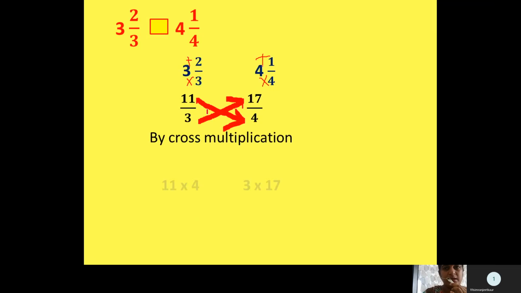So we will rewrite here 11 into 4, and on the right side, we will write 3 into 17. Now 11 4s are 44 and 3 17s are 51. Now among these two numbers, 44 and 51, 51 is bigger. So 3 and 2 by 3, this fraction is less than 4 and 1 by 4. In this way, we have learned how to compare two mixed fractions.